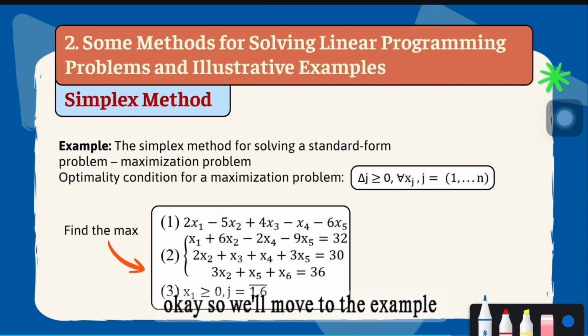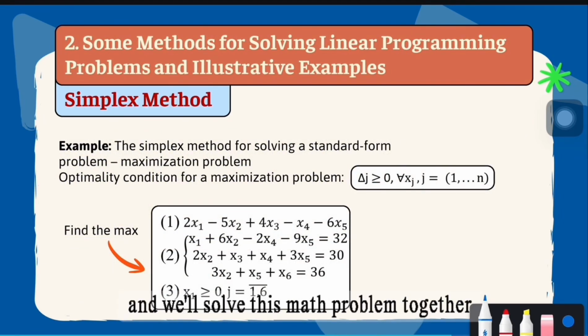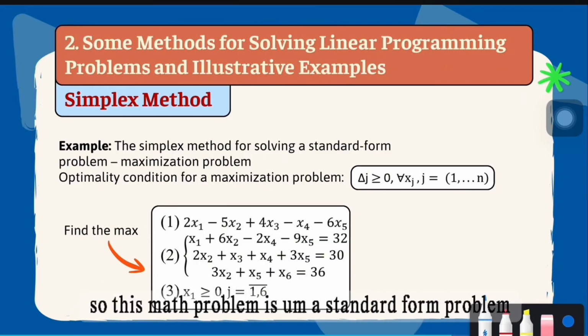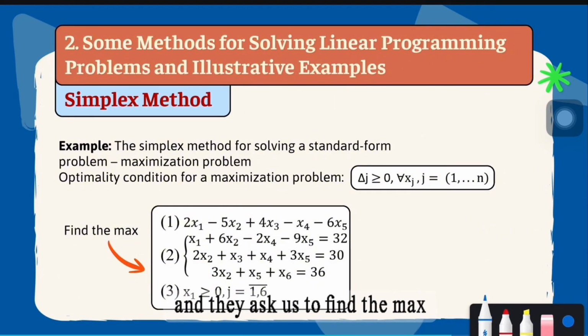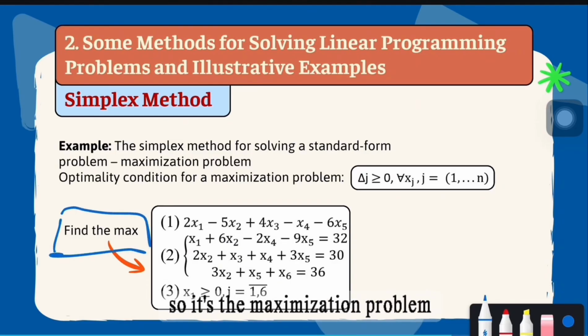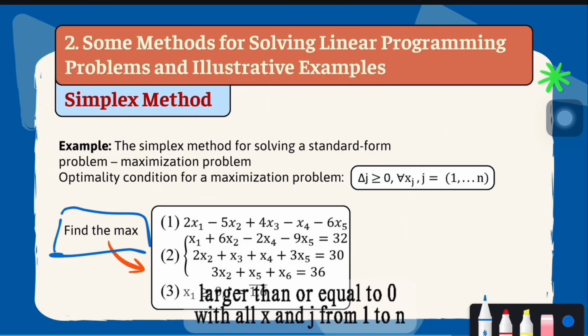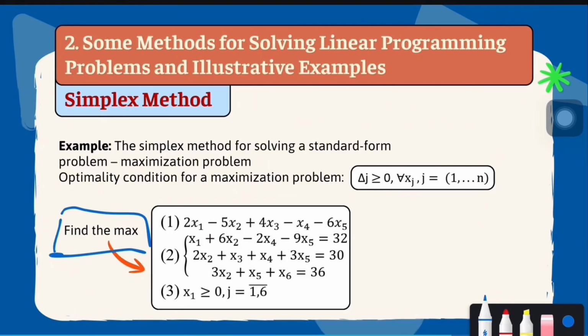Okay, so we'll move to the example and we'll solve this math problem together. This math problem is a standard form problem, and they ask us to find the max, so it's a maximization problem. The condition for a maximization problem is delta J larger than or equal to 0 for all x_j with j from 1 to n.